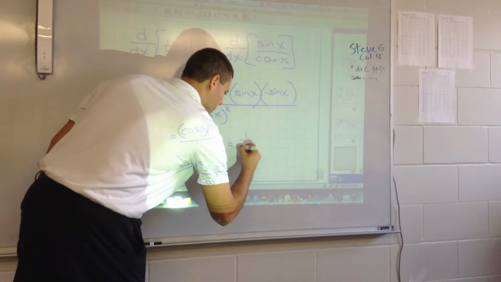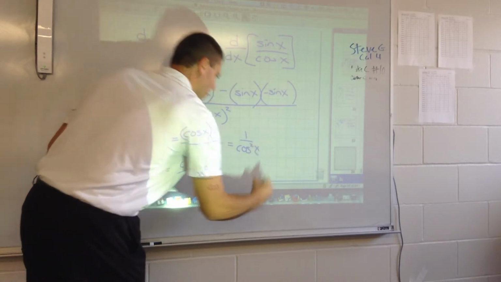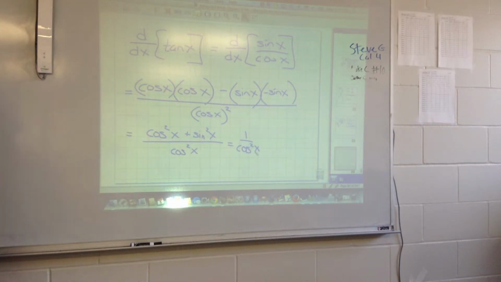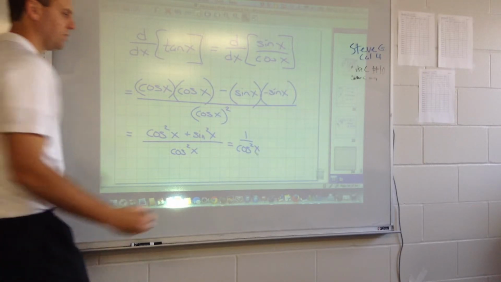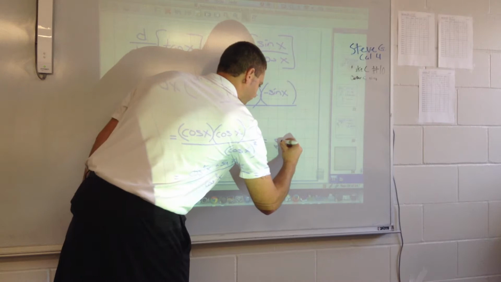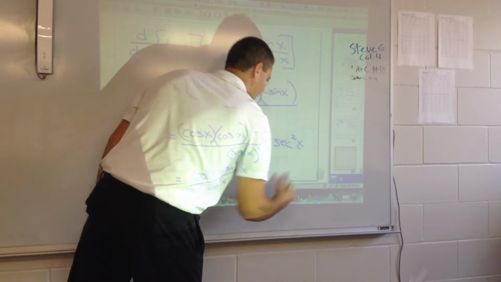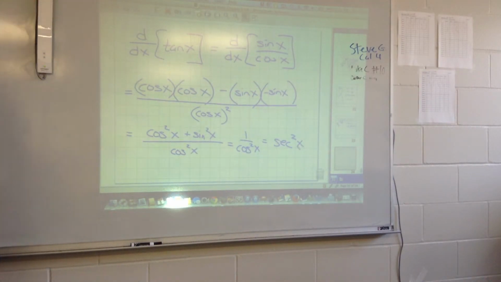Wasn't this a trig identity from last year? Yep. Trig identity. Love this. Oh, this is one over cosine squared, which is secant squared. So the derivative of tangent is secant squared. Okay? Derivative of tangent is secant squared.